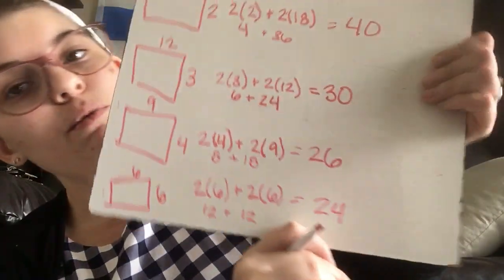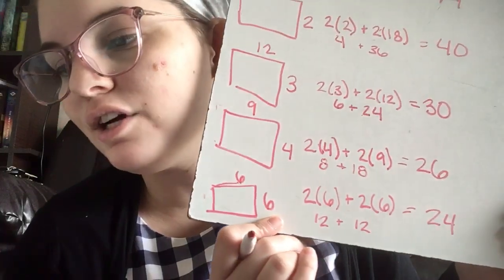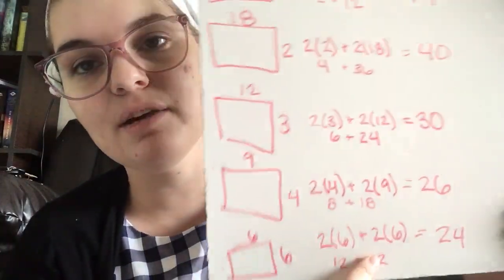So as we can see, the one with the shortest perimeter is the one that is 6 by 6. So your answer for 5 is length is 6 and width is 6.